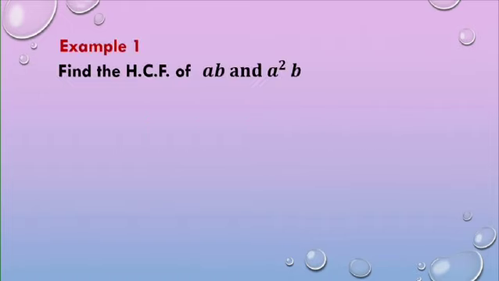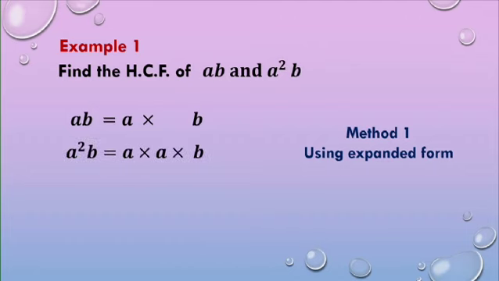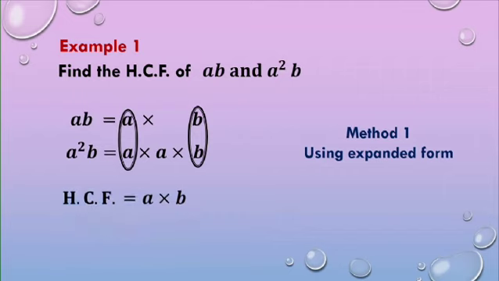Let's begin with the first method, that is using expanded form. The question here is: find the HCF of AB and A square B. First we write AB in expanded form, that is AB is equal to A times B, and A square B is equal to A times A times B. We are looking for the highest common factor. Here, the common factors are A and B. So the HCF is A times B, which is equal to AB.